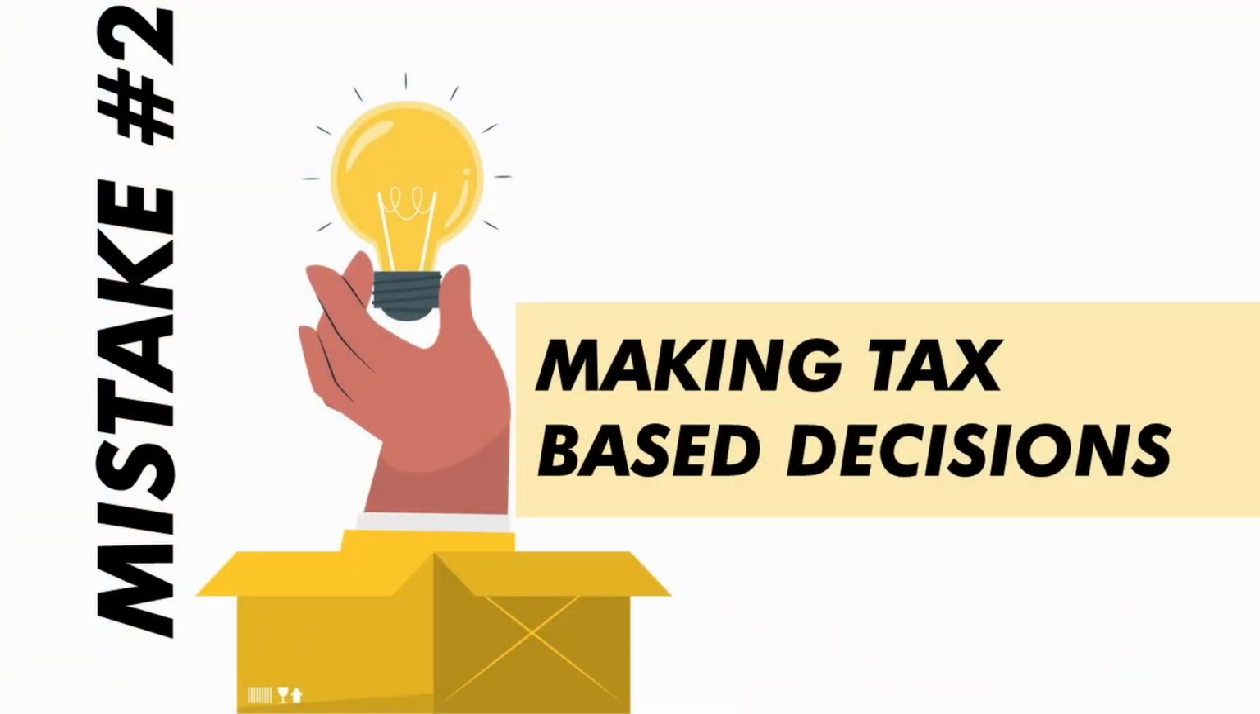Mistake number 2, making tax-based decisions. When we decide to allocate investments based on tax benefits or only on the taxation rules, we stand to lose out on a lot of other things. So what are some of these things that we might lose out on? Today we know that fixed income has a relatively unfavorable taxation compared to other asset classes. A lot of investors are moving out of fixed income into equities or precious metals or even arbitrage.